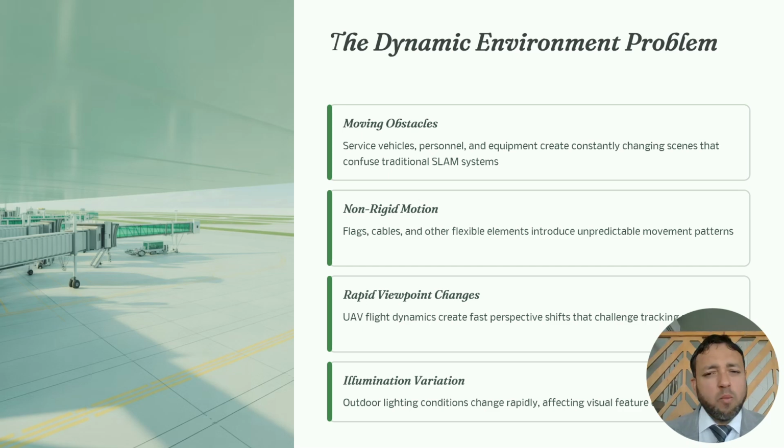Four issues dominate: moving obstacles such as vehicles and personnel, non-rigid motion such as flags and cables, rapid viewpoint changes due to flight dynamics, and illumination variation outdoors. Each can destabilize tracking and blur reconstruction if not explicitly handled.